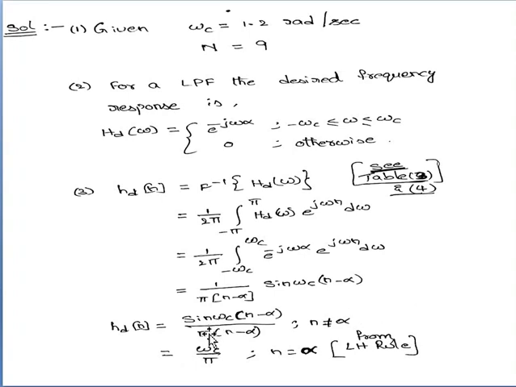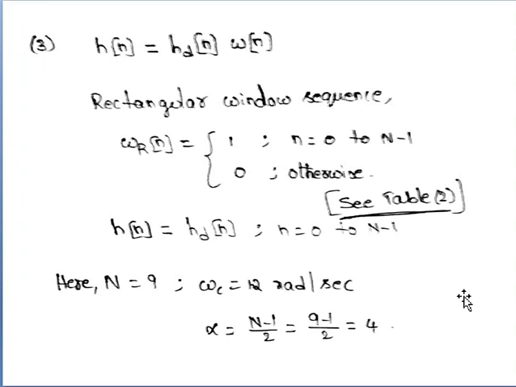Now for each filter, in Hd of n, you should separate it like this. For n not equal to alpha, what is the formula? For n equal to alpha, what is the formula? Okay, by using the L'Hospital rule. Now, coming to the next point, what is the third step?